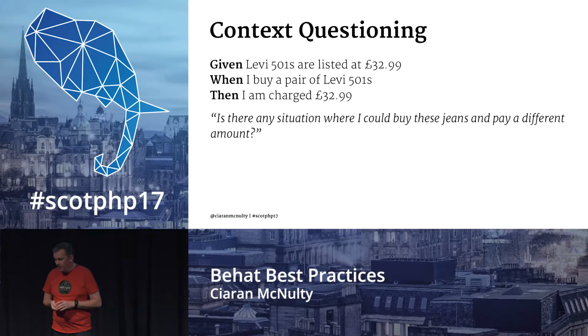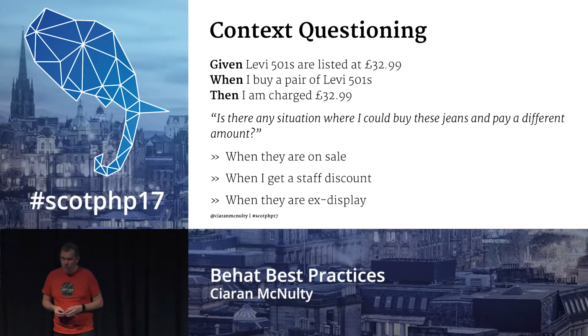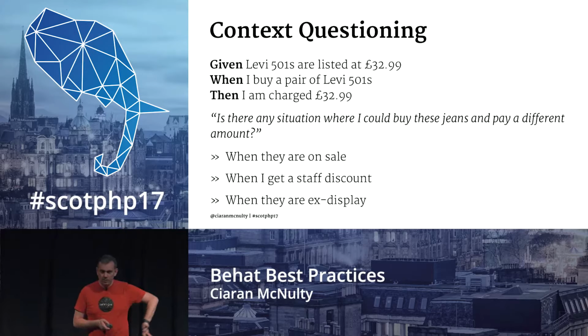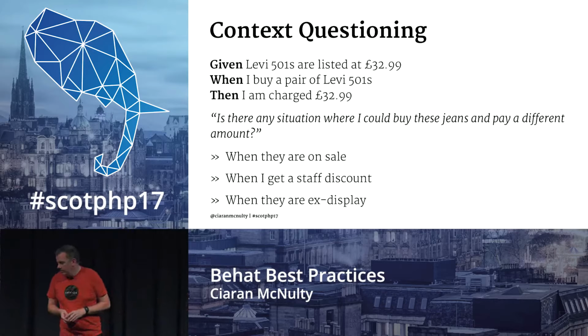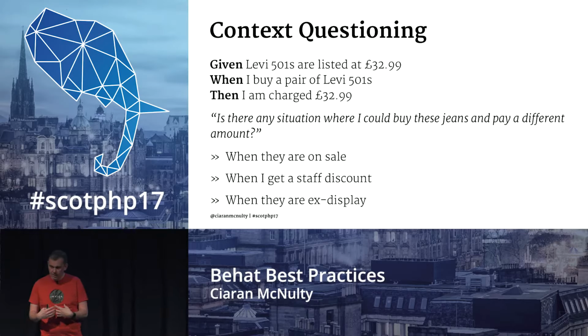So let's apply it to our example. We've got this existing example. Is there any situation where I could buy these jeans and pay a different amount? Let's just talk about that. And you'll come up with some new potential rules. Maybe they're on sale. We can talk about whether that's something we're going to do soon or something we can sort of shove into our backlog. Similarly, maybe staff members are going to get discounts. Let's talk about it. Is that something we're going to implement now? Maybe we'll do it later. Is that something you thought we were implementing now and we're not? You come up with new topics to talk about how the business rules should work.